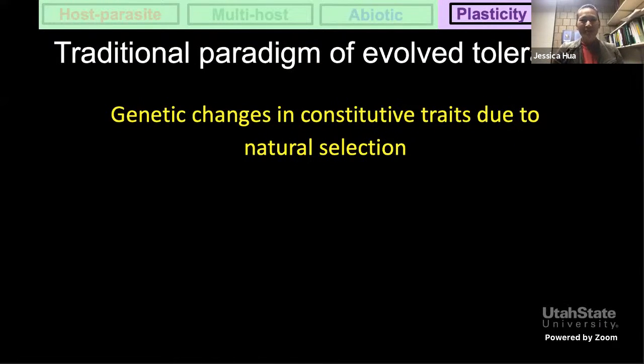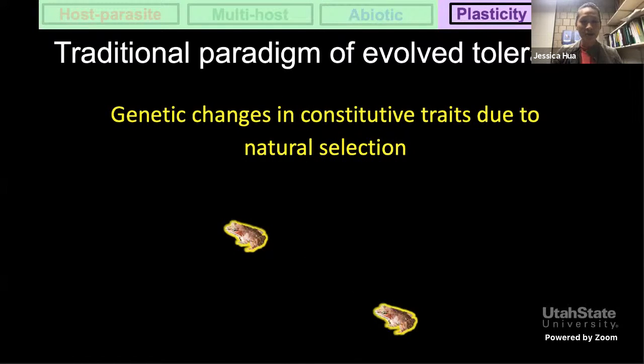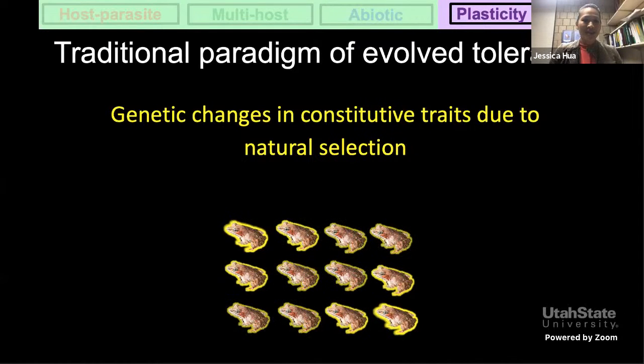So when it comes to the evolution of tolerance, the traditional approach might be to think about genetic changes and constitutive traits due to natural selection. So you have a population, it's exposed to contaminants. You may have some individuals that have a constitutive trait that allows them to persist. If this trait is heritable, then over time you can get the evolution of tolerance. So while the evolution of tolerance can allow these populations to persist, there are a few limitations.